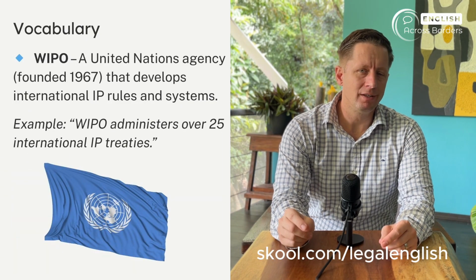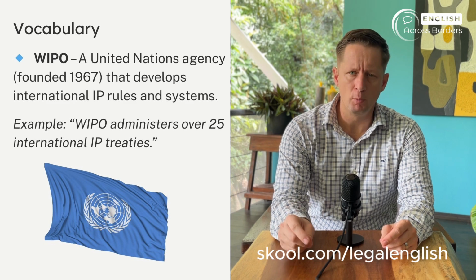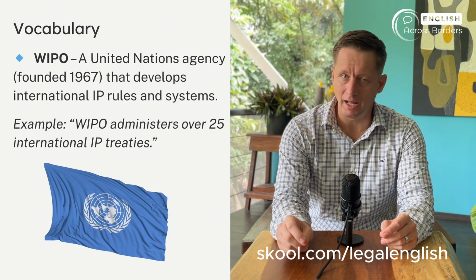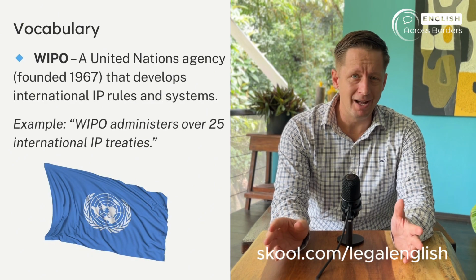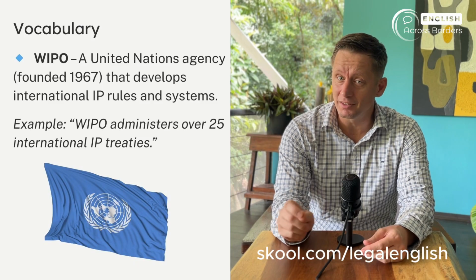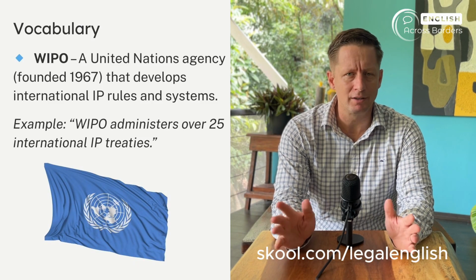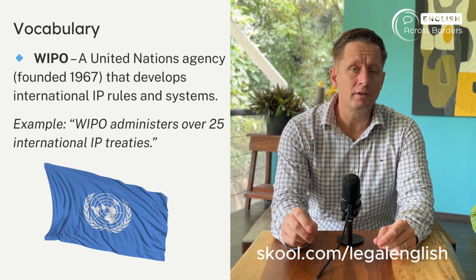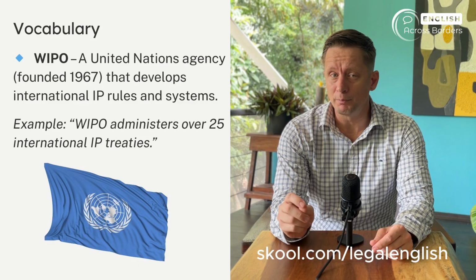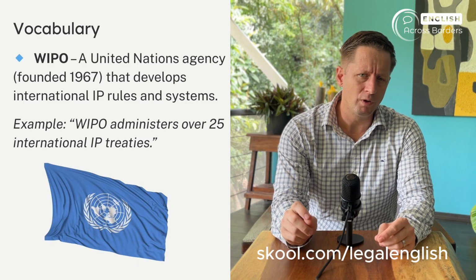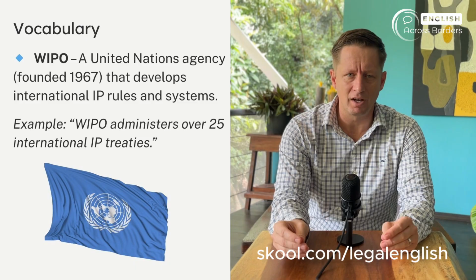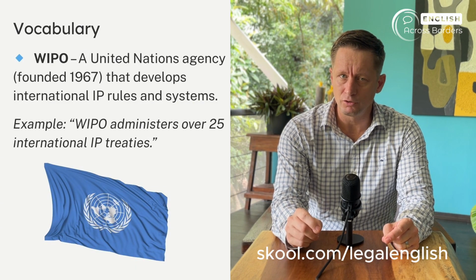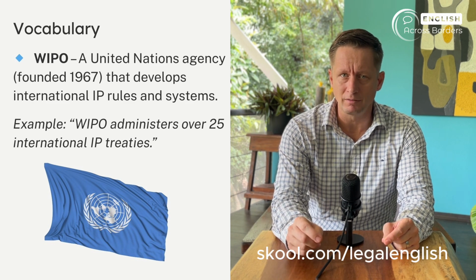WIPO, the World Intellectual Property Organization, is the global hub for IP. WIPO administers over 25 international IP treaties. Let's imagine a lawyer in Costa Rica advises a client about registering a trademark internationally. Instead of contacting dozens of countries separately, the lawyer explains, "We can file through WIPO's Madrid system." WIPO also runs systems for patents, industrial designs, and geographical indications. It balances the interests of creators, consumers, businesses, and governments.